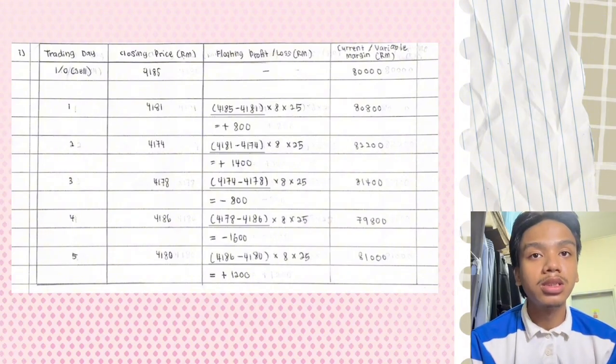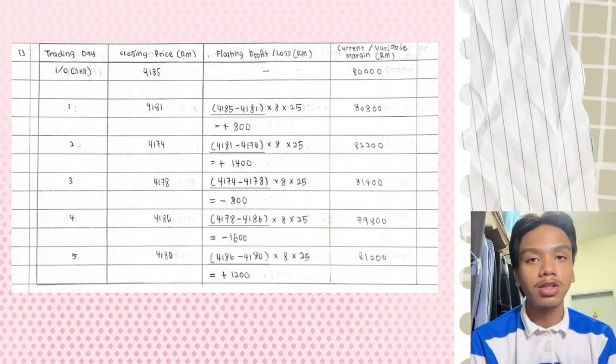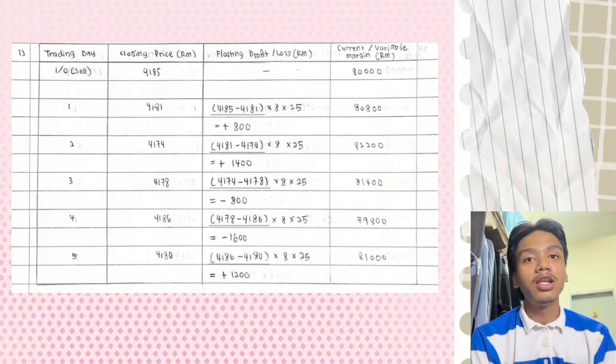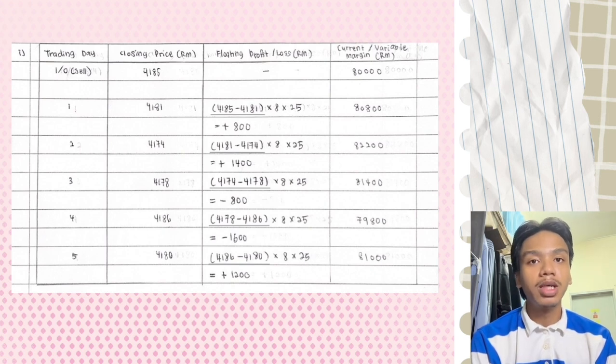Note that this is still well above his maintenance limit of 64,000 ringgit. Day 5 and the last day, the price drops back to 4,180, giving him a gain of 1,200, leaving his final variation margin balance at 81,000 ringgit.